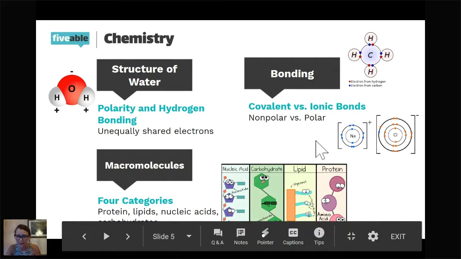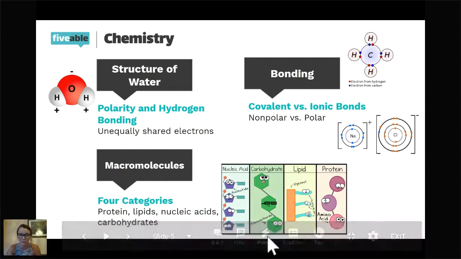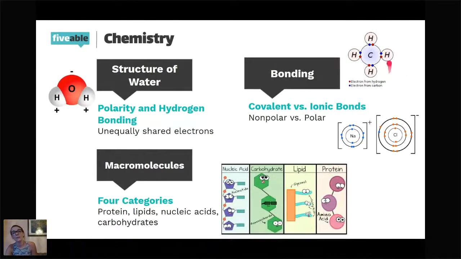So a covalent bond I have up here is where we're sharing electrons equally. Let me change this to a pointer. Cool. Change the slide. Technical difficulties as always. But we're sharing electrons equally, and you can see this carbon molecule in the middle and then these hydrogen molecules. And you can see that you have an electron from hydrogen and an electron from carbon filling in this bond. These covalent bonds are really, really strong, and they don't dissolve in water.